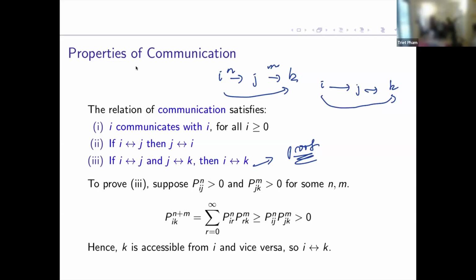And of course, heavily here, we rely on the Chapman-Kolmogorov equation. And never mind this r going from 0 to infinity. r here is actually not time, this r is state. Basically, we just sum over all possible states. If it's finite, then the sum is finite. Okay. Any question?